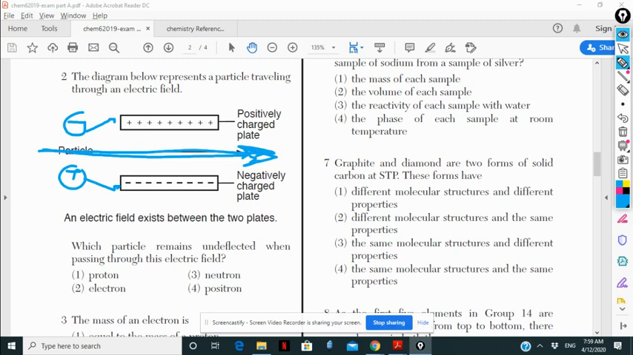Why? It means it's neither negative nor positive, so this particle should be neutral. We know that the negative particles are electrons, the positive particles are protons, and the neutral particles are neutrons. So the particle that remains undeflected when passing through this electric field is going to be the neutron.